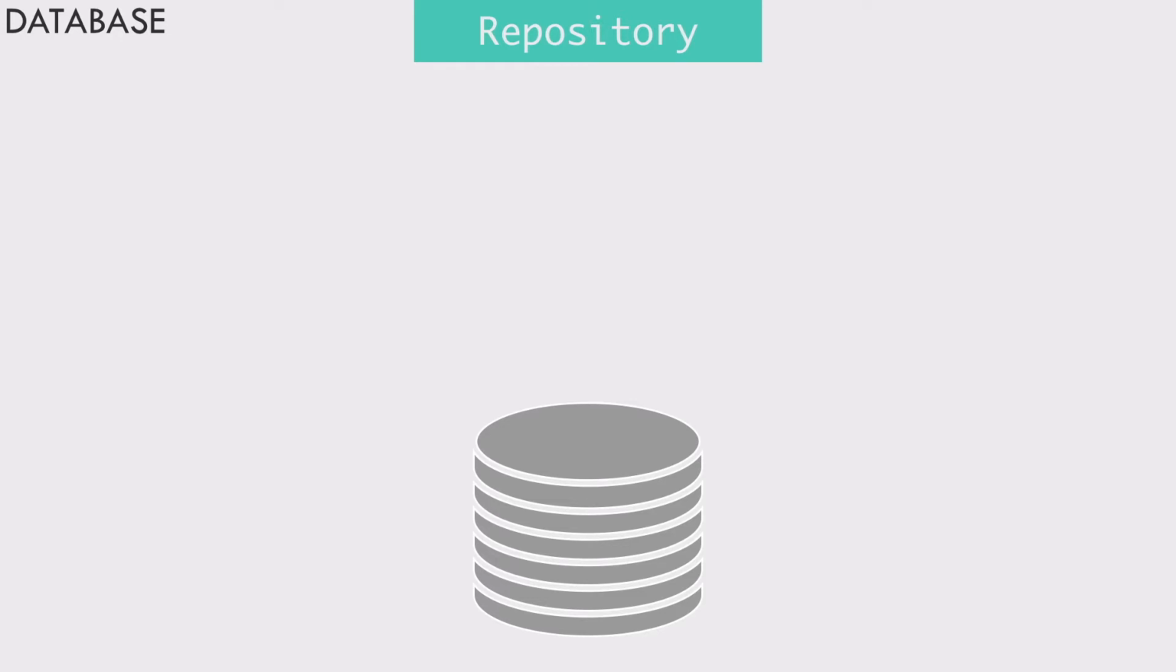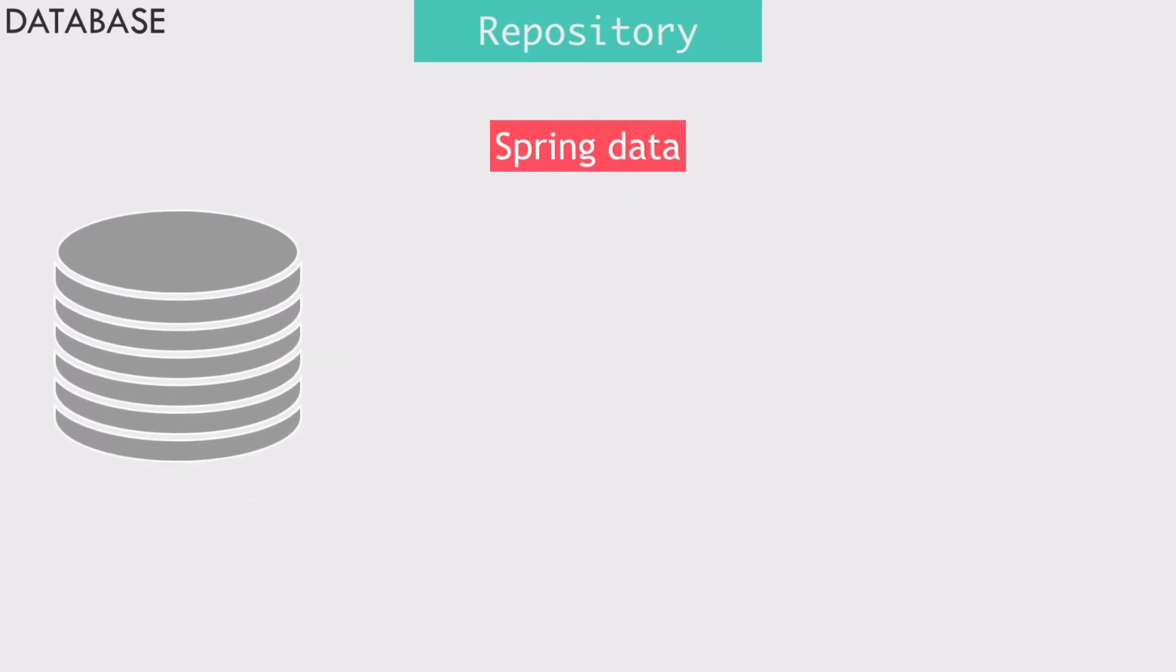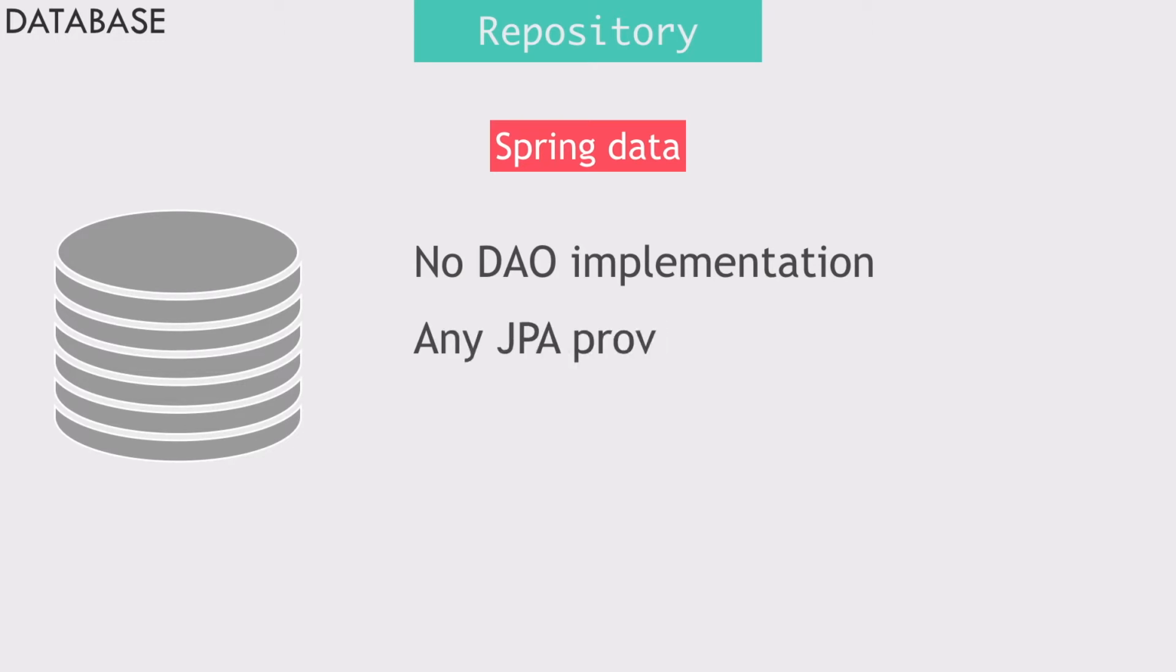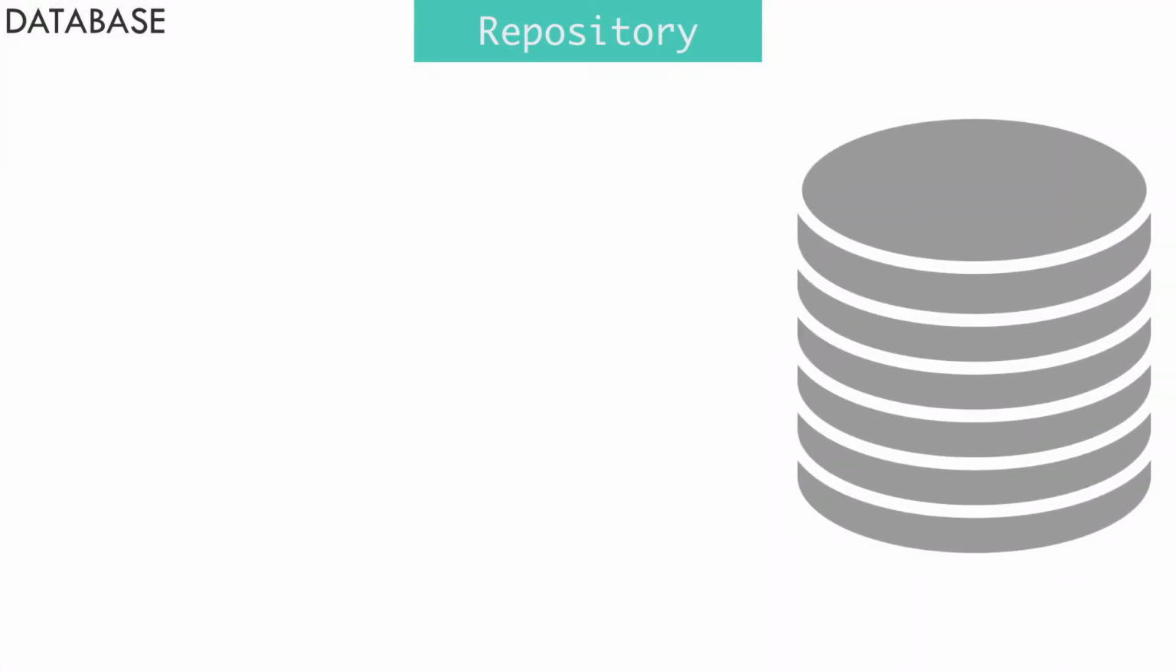In a typical application, the repository layer is where we write all the data access objects, but in here I'm using Spring Data. So when using Spring Data, there's no need to write data access objects. You can use any JPA provider. You also get automatic custom queries and manual custom queries, which I'll explain later. This is how it all works.